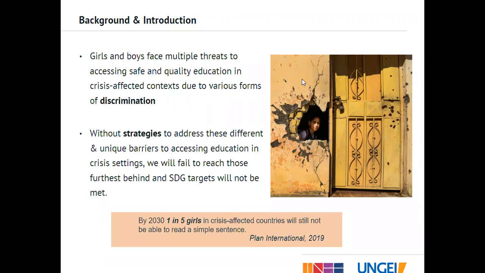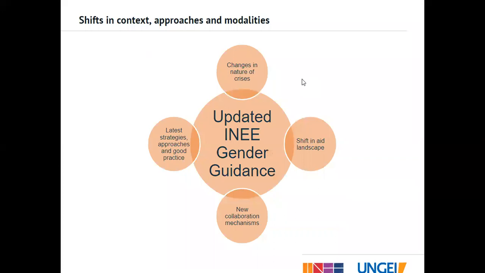Because according to a study by Plan International this year, if we are on current trajectory, by 2030 we will have 1 in 5 girls in crisis-affected countries who will still not be able to read a simple sentence. So in order to address these challenges, there's a need for practical guidance on advancing gender equality in the context of conflict and crisis. This need has never been greater, and the INEE guidance on gender has therefore been updated, as Ellen said, to reflect this shift in context, in approaches and modalities.